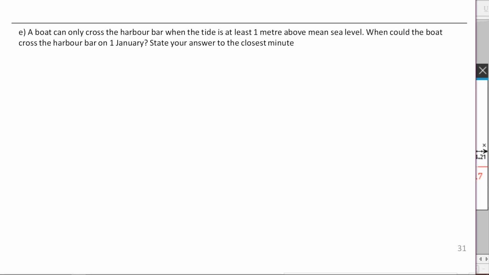Okay, so we're doing this question before us, which is saying a boat can only cross the harbour bar when the tide is at least 1 metre above the mean sea level. When could the boat cross the harbour bar on the 1st of January? State your answer to the closest minute.